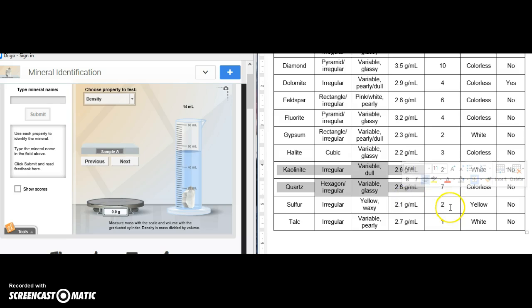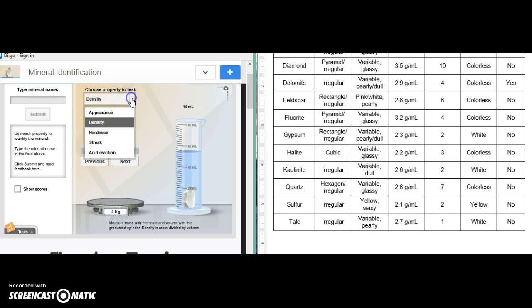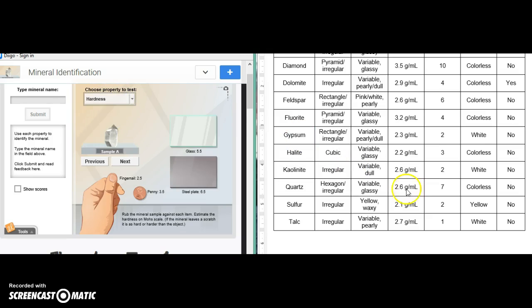But let's look at some of these other things that we can test, like hardness, streak, and does it fizz in HCl. So let's look at the hardness. Has to be pretty hard. 7's pretty hard. That would scratch pretty much everything. There is a Mohs hardness scale in your book that you can look at as well. So this one scratches glass, scratches a steel plate, a penny, which is copper, and your fingernail. So I would say that's about a 7, not the kaolinite, which is only a 2.